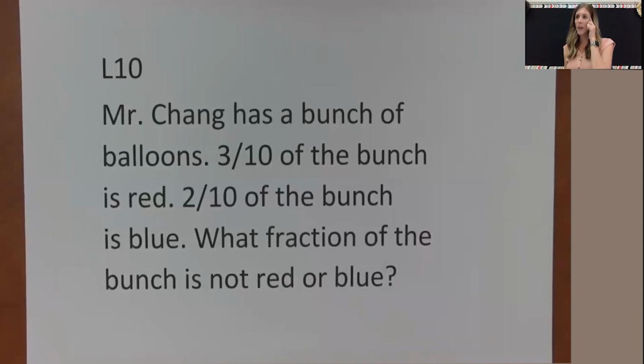So let's think about this for just a second. Can you picture Mr. Chang walking out of the store with a bunch of balloons in his hands? And it tells us that 3 of them are red, 2 of them are blue. How many of them are not red or blue? So how many total balloons does Mr. Chang have? How many total balloons is he holding in his hand?